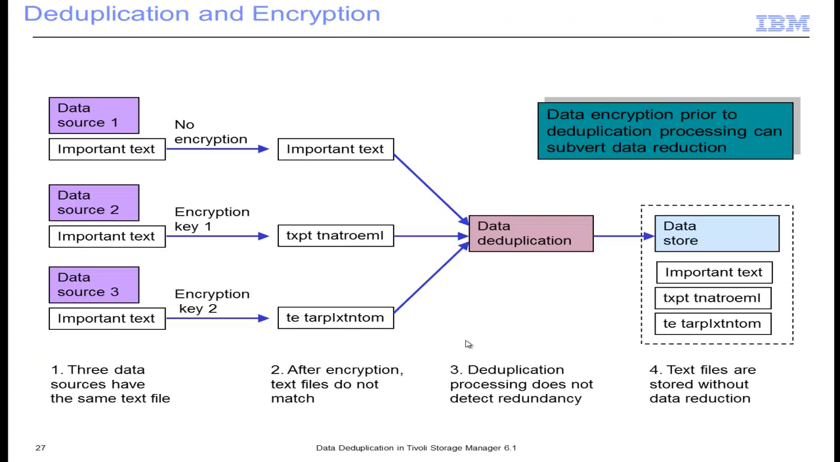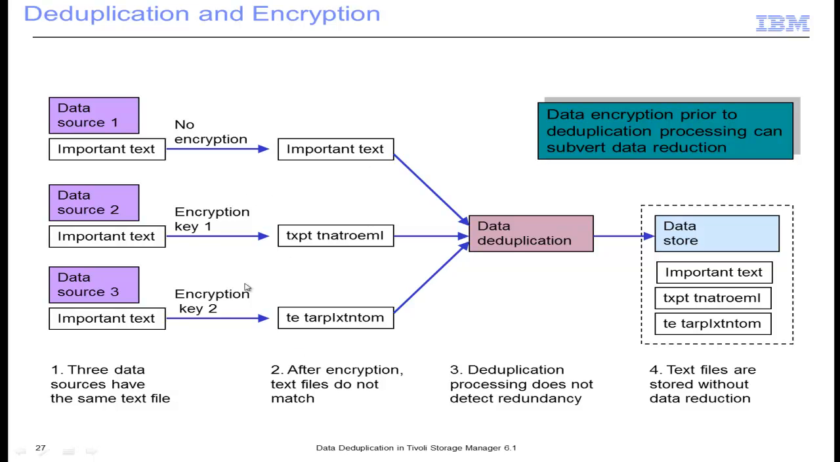The reason we don't allow for deduplication and encryption is shown in this example here. As you can see, we have 3 computers, each with the same file, and the file inside says "important text." Well, if the first machine does not encrypt it, then we send it as "important text."